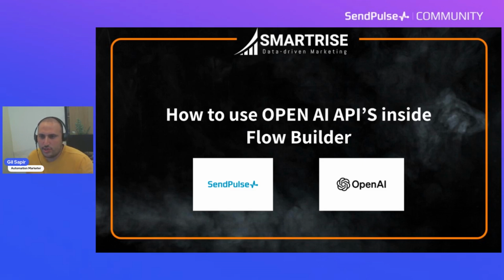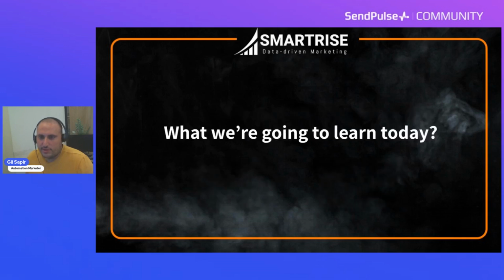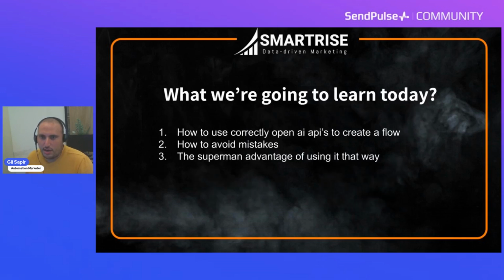So how are we going to use the OpenAI APIs inside the Flow Builder? First of all, what we're going to learn today: how to correctly use OpenAI's APIs to create a flow inside of SENDPULSE, how to avoid common mistakes when using the APIs to create a flow chart, and the big advantage of using it that way. I will show you what is necessary to use a special little option inside the assistant, so you can use it to make exploding GPTs.